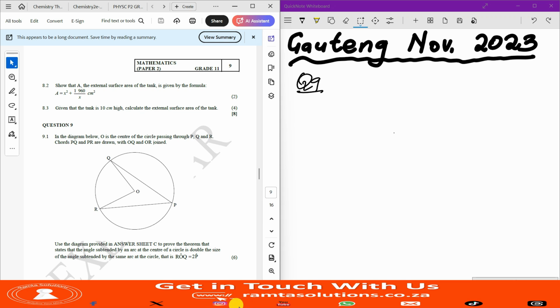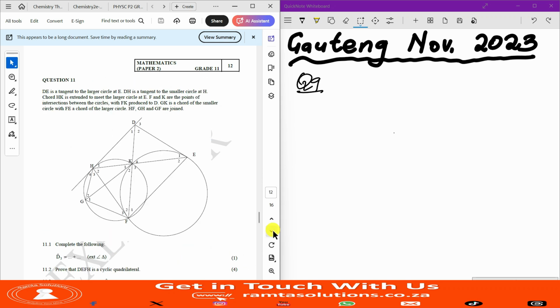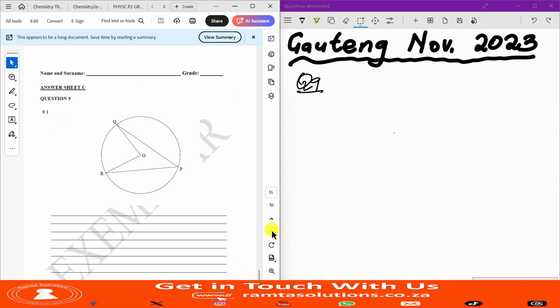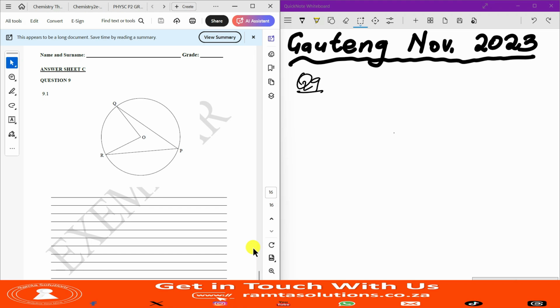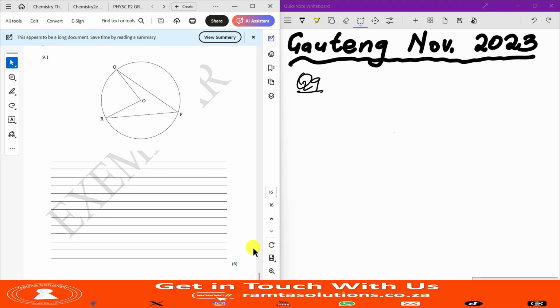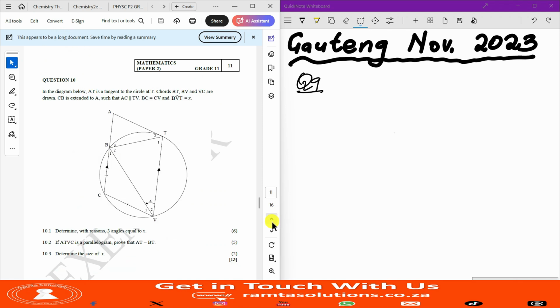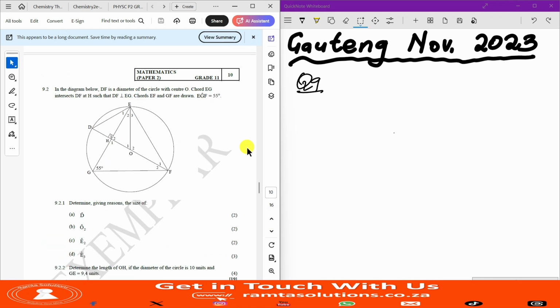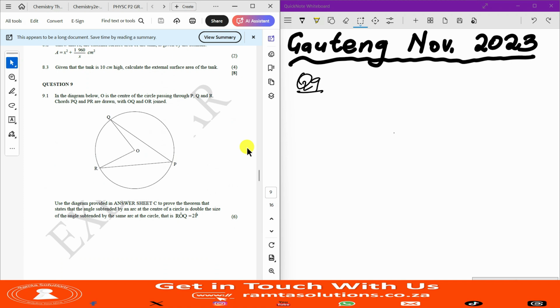All right, let me go see this answer sheet. Answer sheet C. Do you see this? As you can see on this answer sheet, they have given you enough space. Whatever you decide to do, make sure that, let me see, how many lines? 1, 2, 3, 4, 5, 6, 7, 8, 9, 10, 11, 12, 13. 13 lines. So make sure you make use of those 13 lines sufficiently.